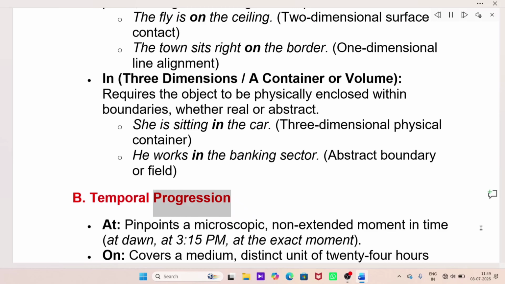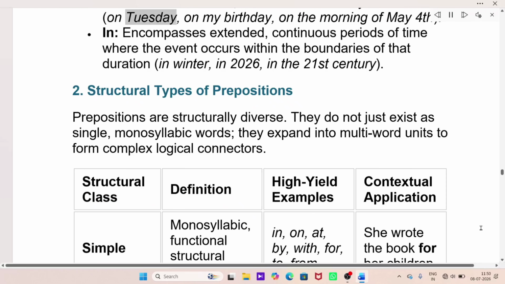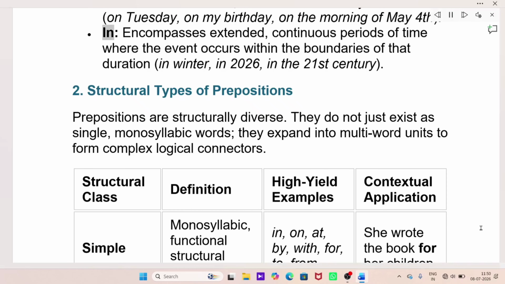Temporal progression. At pinpoints a microscopic, non-extended moment in time: at dawn, at 3:15 p.m., at the exact moment. On covers a medium, distinct unit of 24 hours: on Tuesday, on my birthday, on the morning of May 4th. In encompasses extended, continuous periods of time where the event occurs within the boundaries of that duration: in winter, in 2026, in the 21st century.